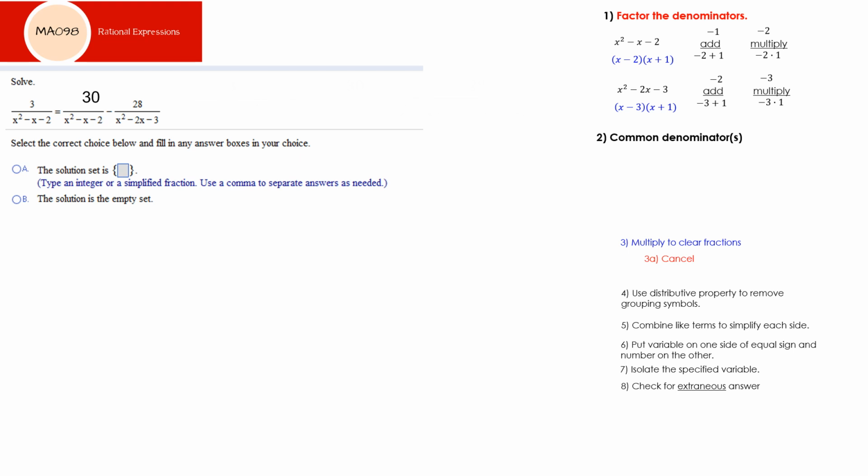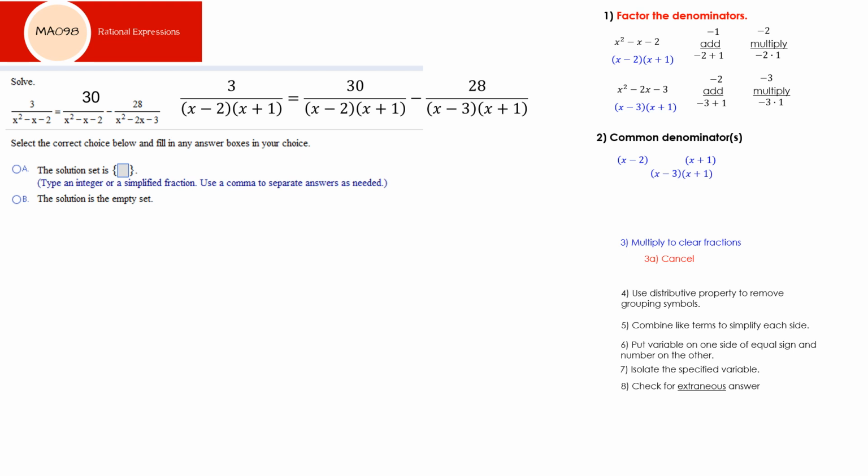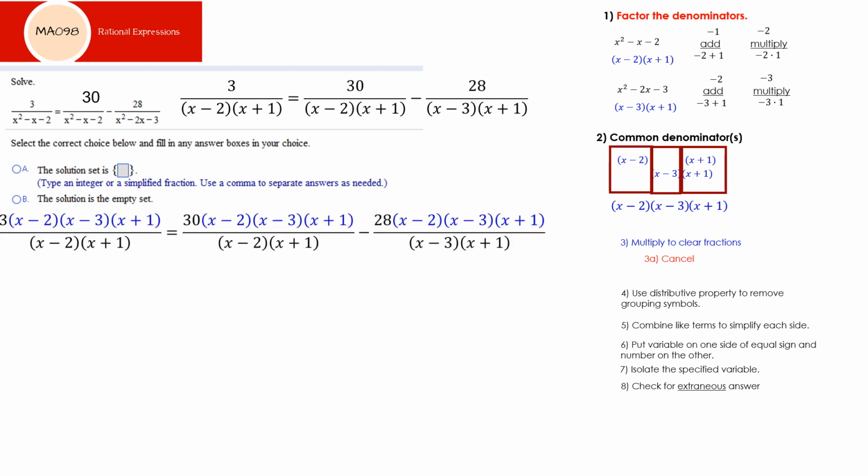Next, let's write it with the factored denominators. Let's put all of our denominators here, x minus 2 and x plus 1, and then x minus 3 and x plus 1. We're going to put a box around all of the denominators. So it turns out that our common denominator is going to be x minus 2 times x minus 3 times x plus 1. And you got it. We're going to multiply everything by x minus 2 times x minus 3 times x plus 1. But this is where the fun starts. We're going to start canceling everything that's in common.